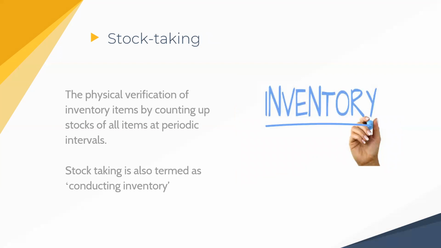Simple term again, stock taking, but important. Physical verification of inventory items by counting up stocks of all items at periodical intervals. It's also known as conducting inventory. You have to take a stock and check where things are gone. Very often you see a few things missing, the count not tallying, but you have to ensure your count is perfect. You can't keep losing stuff. So you have to physically verify and count everything. That's stock taking.